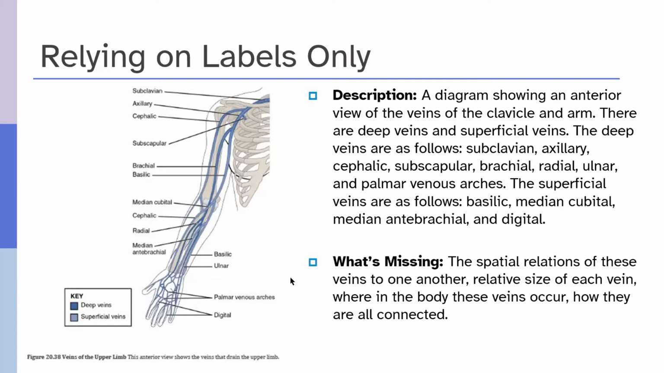However, what's missing are the spatial relations of these veins to one another, the relative size of each vein, where in the body these veins occur, how they are all connected. You really don't get a sense of the networking and the branching of the veins. So when you are writing descriptions of anatomy and physiology, you want to pay attention to the labels, but also think a little bit more of the visual impact of the diagram. What else could you include that would give educational information to the person listening?